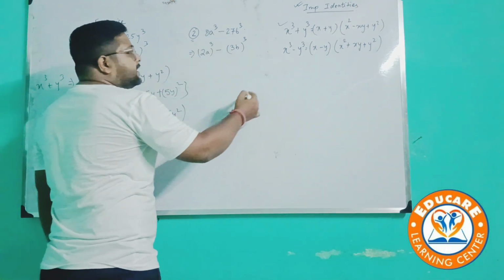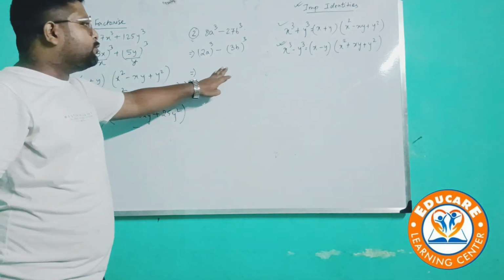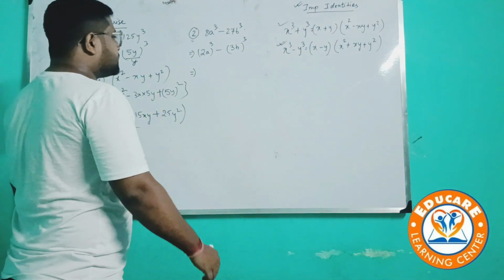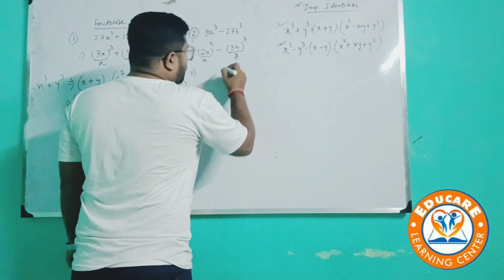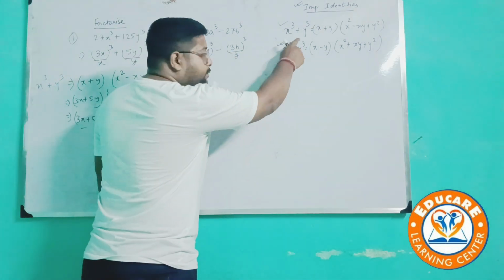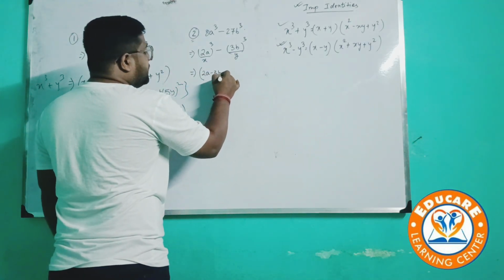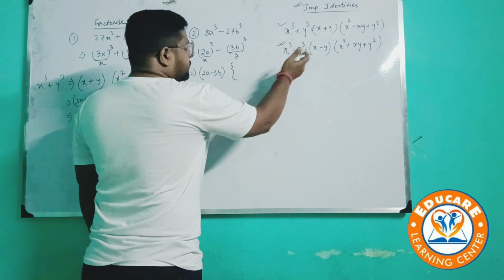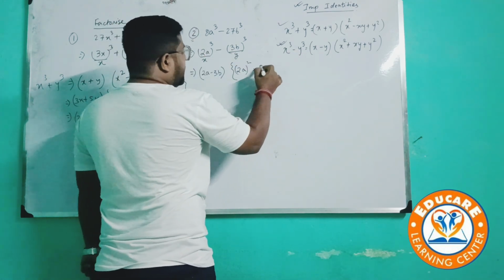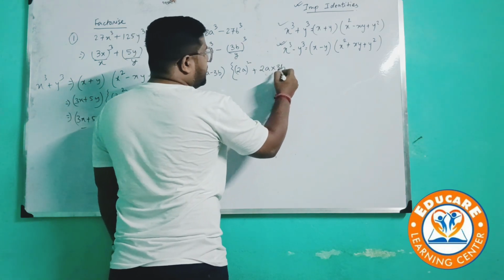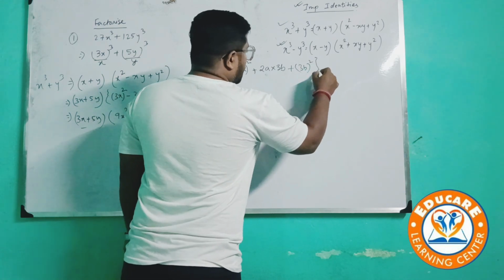Now since this is a minus sign, we will be using this second identity. In this case I am not writing the formula, I am just solving the equation straight away. Let's consider 2a as x and 3b as y, and we will be using the identity x cube minus y cube. So our first part is x minus y, so 2a minus 3b. Let's move on to the second part, that is x square, so (2a) whole square, plus xy, so 2a into 3b, plus y square, (3b) whole square.